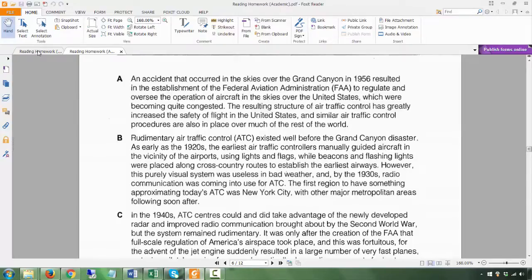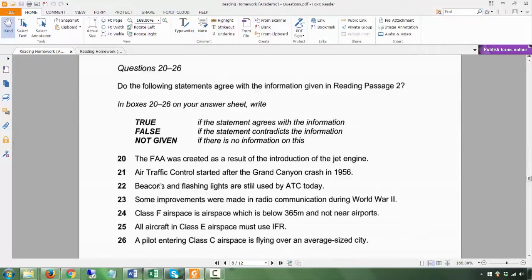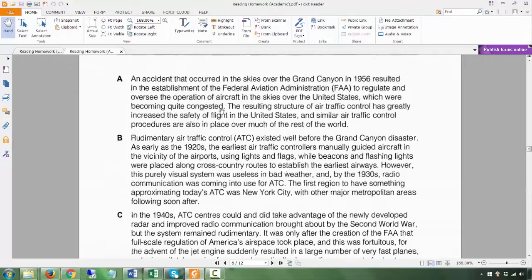Now, the question is this, and be very clear about this: beacons and flashing lights are still used by ATC today. Firstly, is it true, is it false, or is it not given? Firstly, is it true? Does it say anything that yes, it's used? No. It says that it was used before. It says that people are using radio communication, at least by the 1930s.